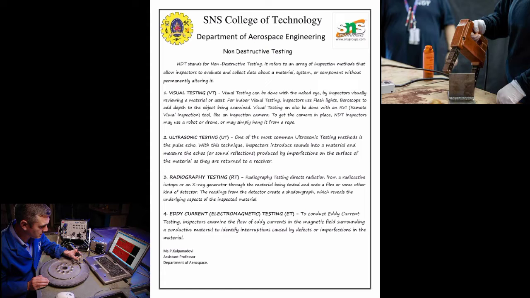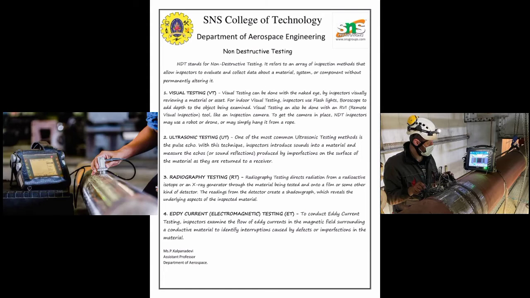And the second one is ultrasonic testing. One of the common ultrasonic testing methods is the pulse echo, in which inspectors introduce sound into a material and measure the echoes reflected by the cracks or any damages. If any imperfection is there, it will be identified by this ultrasonic testing. And the next is radiographic testing, which is RT.